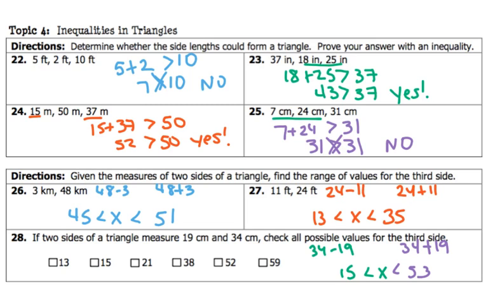So 13 is not a possibility, and 15 isn't because that's not greater. So 21 is a yes. 38 is in that range, and 32 is a yes. 59 is a no because that is greater than 53, and x has to be less than that amount.